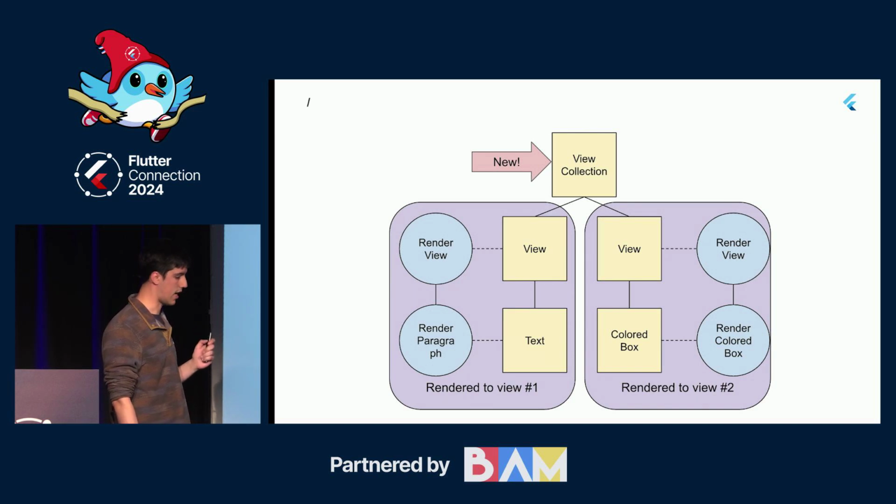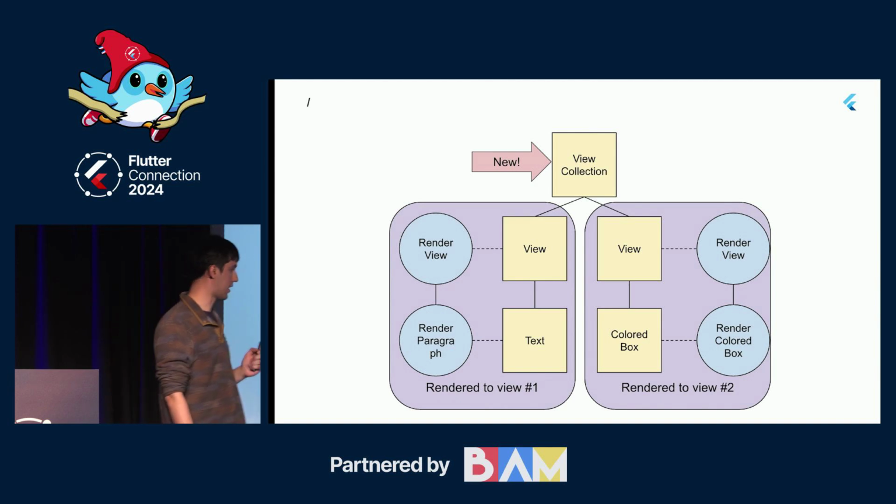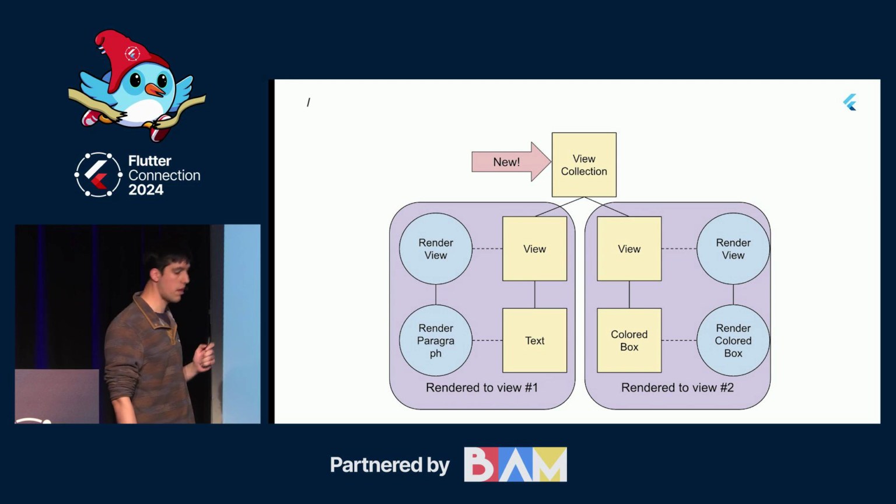So this is one of the big architectural changes we had to do to Flutter. Previously, your application had one widget tree and one render tree. However, now, you still have one widget tree. However, you can have 0 or more render trees.